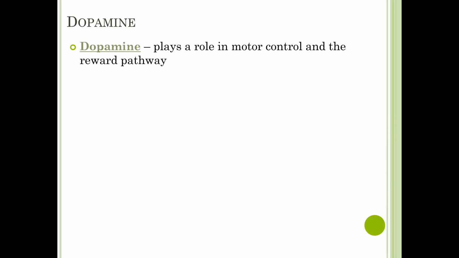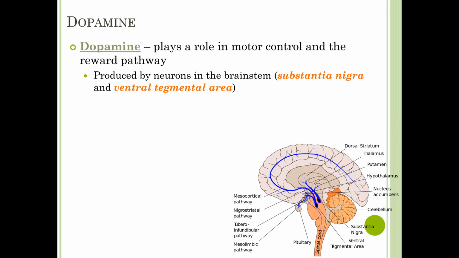Dopamine plays a role in motor control and the reward pathway. It is produced by neurons in the brainstem in two areas, the substantia nigra and the ventral tegmental area. So here in this picture, you can see the two places in the brainstem, the substantia nigra here and the ventral tegmental area here. So we've already talked about the substantia nigra and how it plays a role in motor movement. And so the dopamine neurons go up to the basal nuclei. But the ventral tegmental area plays a role in the reward pathway. So this is the area that's going to be affected more by drugs that cause addiction.